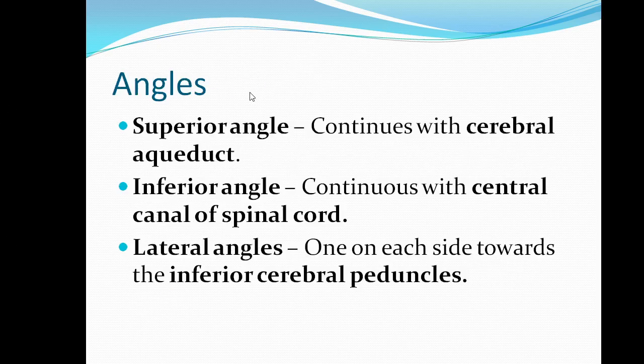Angles. The fourth ventricle has a superior angle, an inferior angle, and lateral angles. The superior angle continues with the cerebral aqueduct. The inferior angle is continuous with the central canal of the spinal cord. The lateral angles, one on each side, extend towards the inferior cerebellar peduncles.